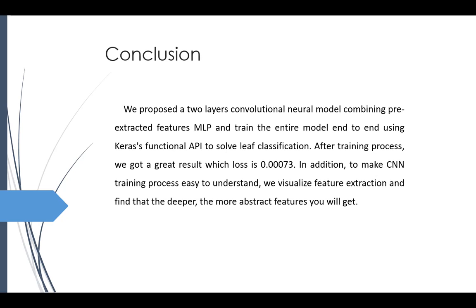And in conclusion, we proposed a two-layer convolutional neural network model covering the extracted features with an MLP and trained the entire model end-to-end using the Keras functional API to solve the classification. After the training process, we got a great result with the lowest loss. And in addition, to make the training program easy to understand, we also visualize feature extraction and find that the deeper you go, the more abstract features you will get.